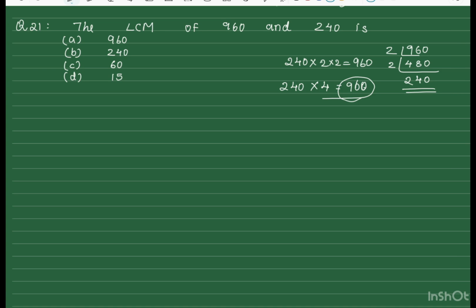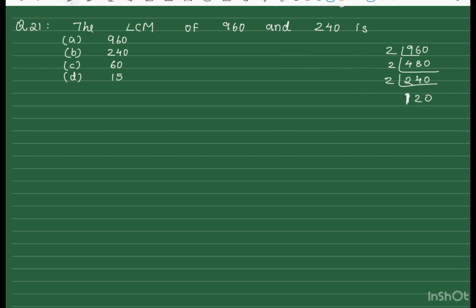So we can say that 960, the larger number, will be the LCM. If in two numbers one is a multiple of the other number, then the larger number will be the LCM of the numbers. So here 960 is the larger number, and it is a multiple of 240, the second number. So we can say that 960 is the LCM, or we can do it in another way, the proper way.